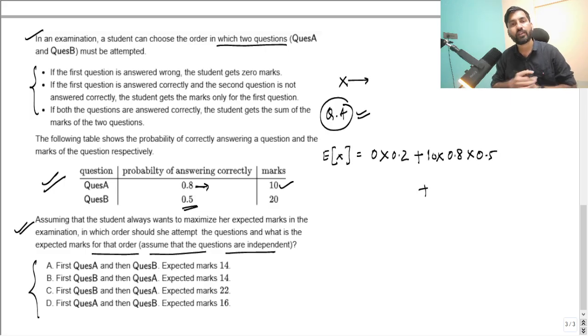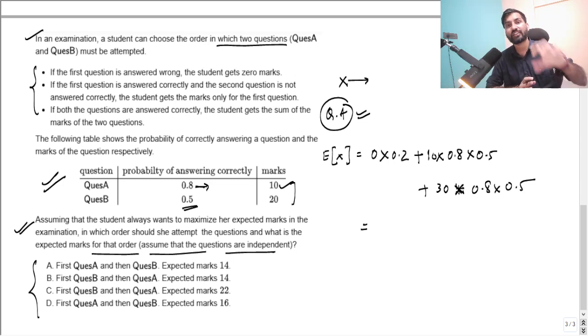Plus, let's say you attempted both questions and got both correct, so your total marks are 10 plus 20, that is 30, multiplied by the probability. Since you are solving both questions and both are going to be correct, question A and question B, the probability is 0.8 into 0.5. So you can now find the expected marks when you take question A first. Understand? So you can solve it.